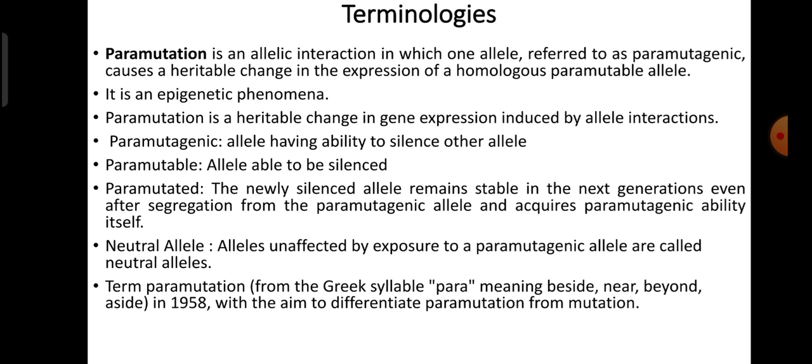These three terms are very important: paramutagenic, paramutable, paramutated. Then comes neutral alleles. The alleles unaffected by exposure to a paramutagenic allele are called neutral alleles. That means if somebody is asking you to keep quiet also, you are not ready to do that. That is nothing but neutral allele. Means whatever you want, you are doing.